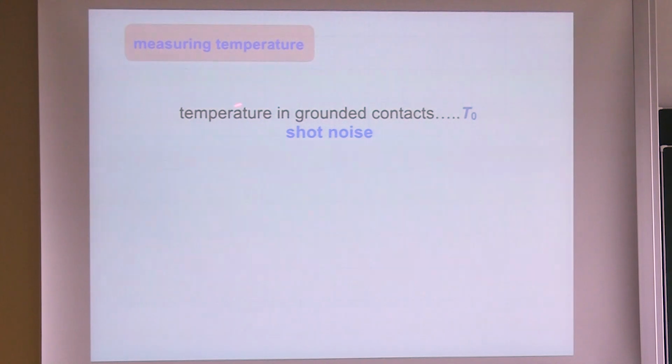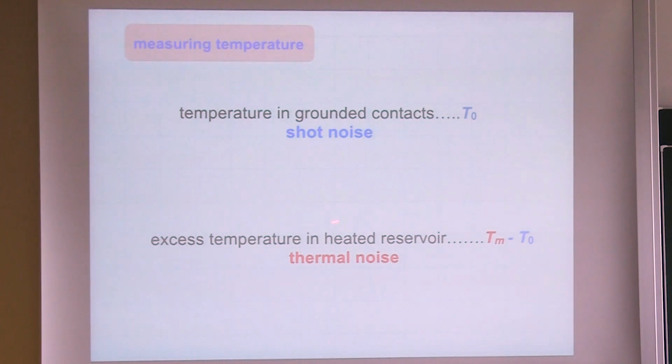So we use shot noise measurements to measure T0, and excess temperature, or Johnson-Nyquist for the thermal, like we measure thermal noise to measure this Tm. We know T0 a priori because this is what we do. We first stabilize the cold reservoir, we see that it is stable and good, and only then we start heating it and we measure the other temperature.